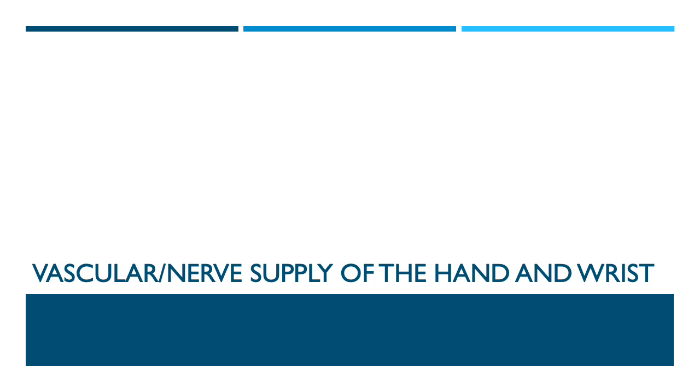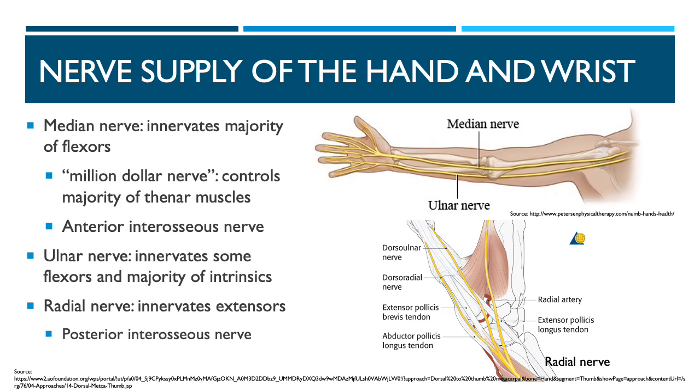Okay, so now we're going to get started talking about some of the fun stuff here. So we're going to go through the basics first in the nerve and vascular supply of the hand and wrist. So these are things that you guys know so well, but we'll go over a little bit of it.